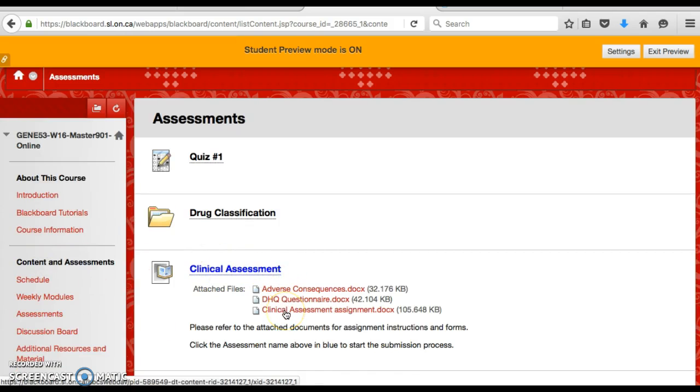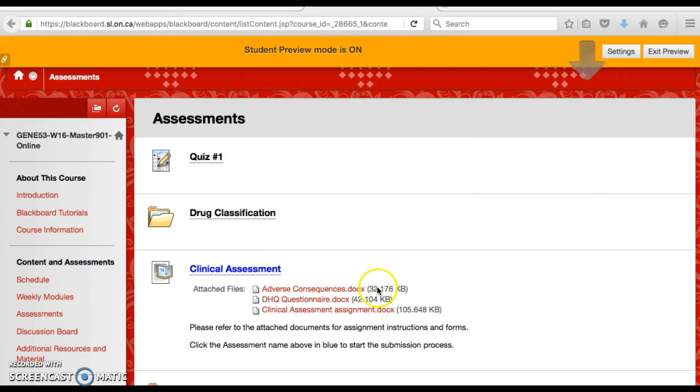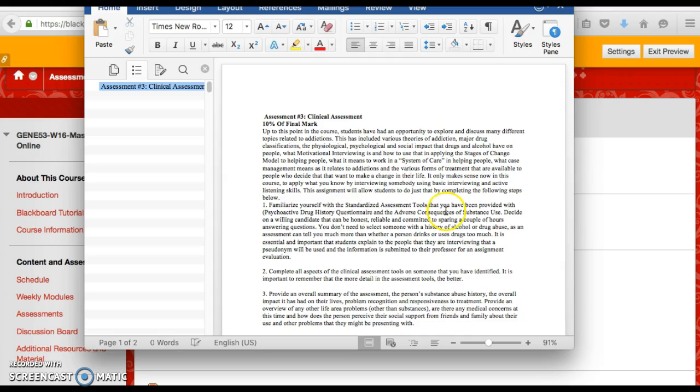So the first thing that I would encourage people to open up and look at is this link right here, clinical assessment. When you click on it and open it up, what you're going to see is the instructions. I'm going to briefly discuss it, but I still think that it's important if you haven't looked at it to look at it yourself. But it's worth 10% of your final mark.